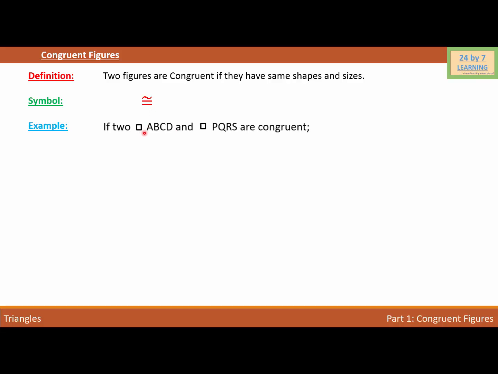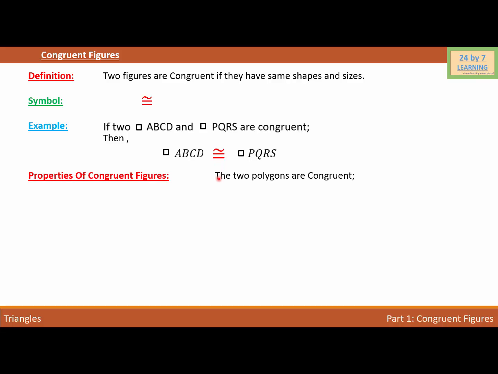So if quadrilateral ABCD and quadrilateral PQRS are congruent, then we can write quadrilateral ABCD is congruent to quadrilateral PQRS. And as you can see, I am using this symbol over here to represent that two quadrilaterals are congruent.